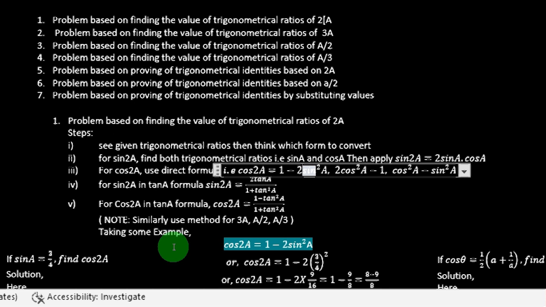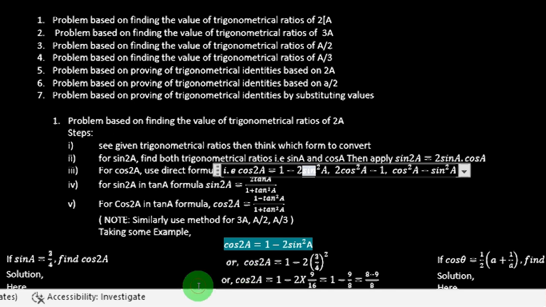And then, if a question is given in tan format, then for sine 2A we can apply the formula sine 2A equals 2 tan A by 1 plus tan square A. In the same way for cos, if it is given in tan format, we can apply the formula cos 2A equals 1 minus tan square A upon 1 plus tan square A. So like this we can use these formulas.